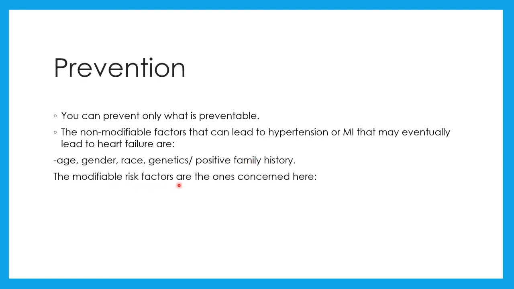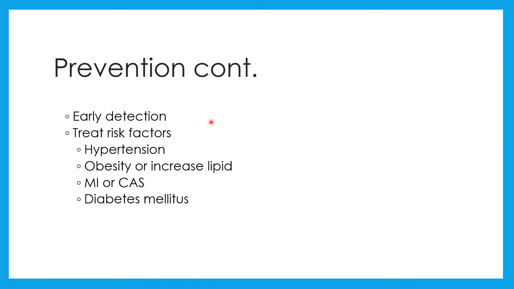The modifiable risk factors are the ones that will be of concern here. I mean, they are the ones that I'm going to address, because you can do nothing with the non-modifiable risk factors. Now, the modifiable risk factors. Let there be early detection, like in class one, where there are no serious signs, no limitation, not affecting activities of daily living, only mild symptoms of angina when they have rigorous exertion. If we make the diagnosis at that early stage, we'll be fine.